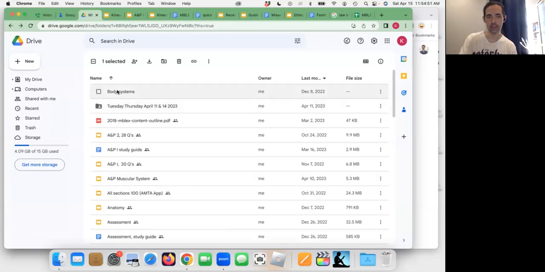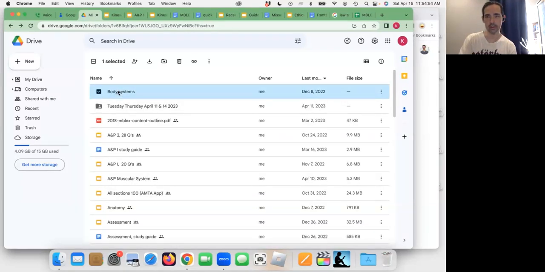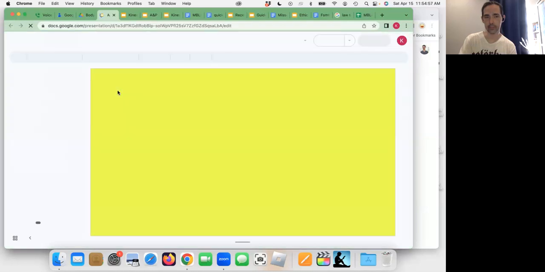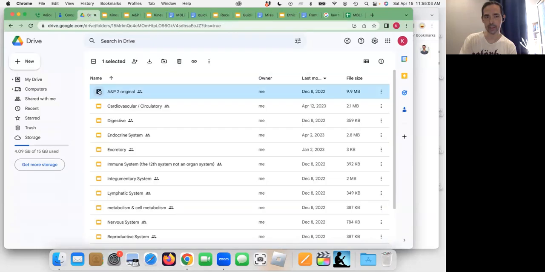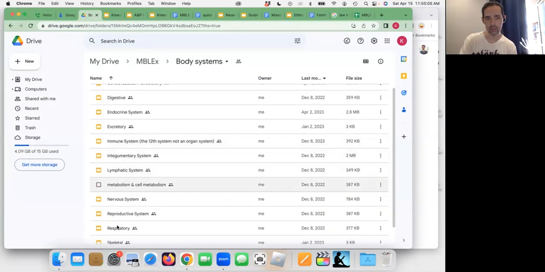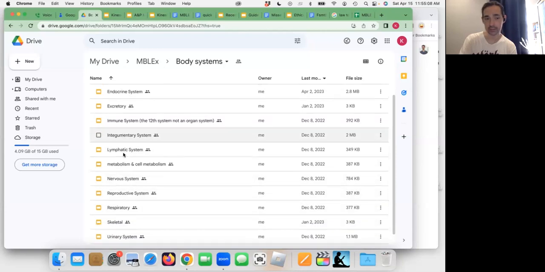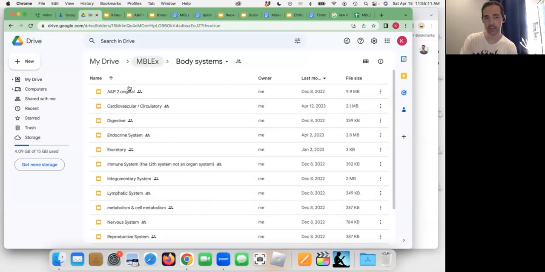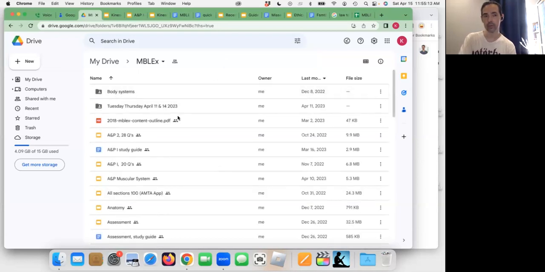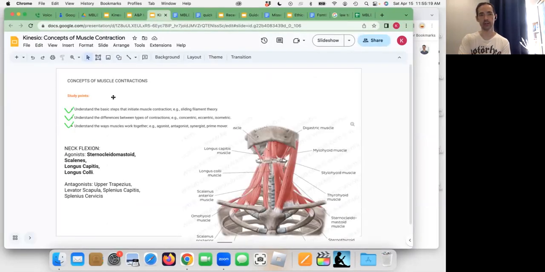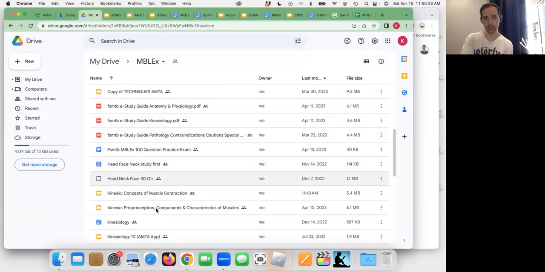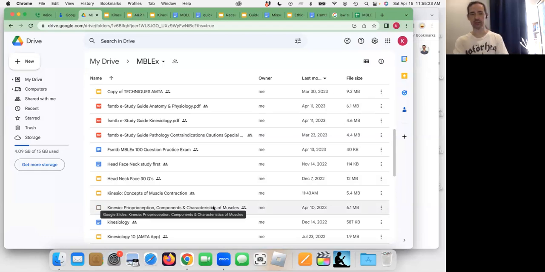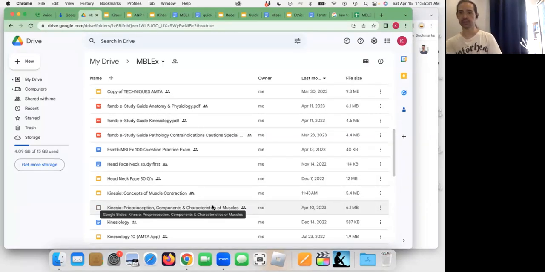I do need to do some housekeeping and clean these things up. I do want to acknowledge that this is not all organized the way it should be. It looks like I have successfully moved the muscles out of the old body systems drive. But if you guys can take a look at kinesiology, proprioception, components and characteristics of muscles, that'll get you started with what muscles are on the back surface of the body. That lecture is incomplete.